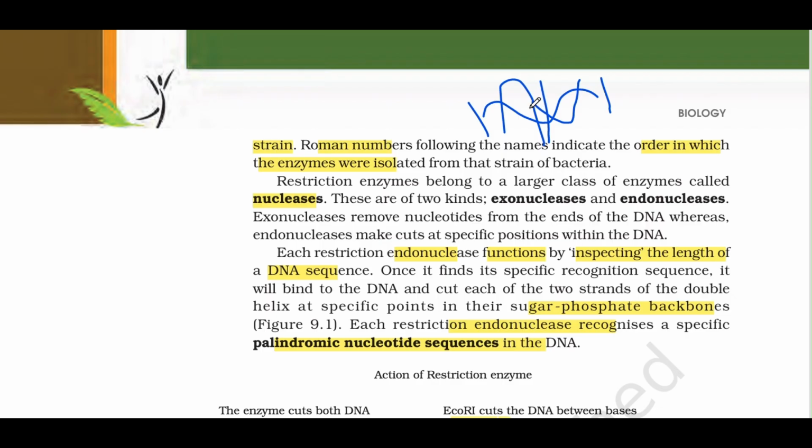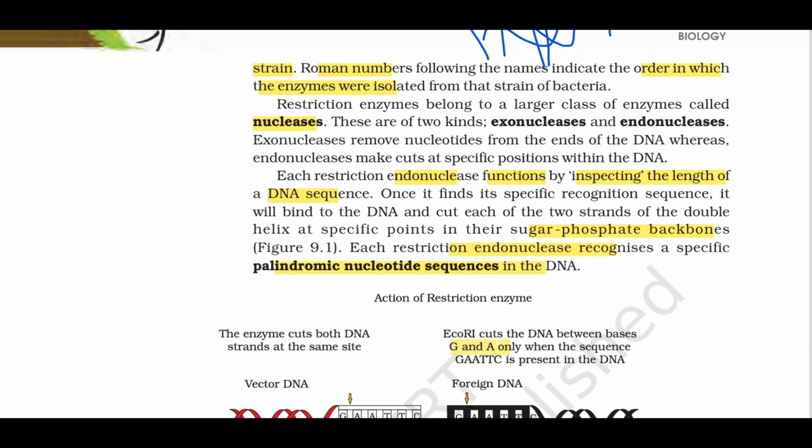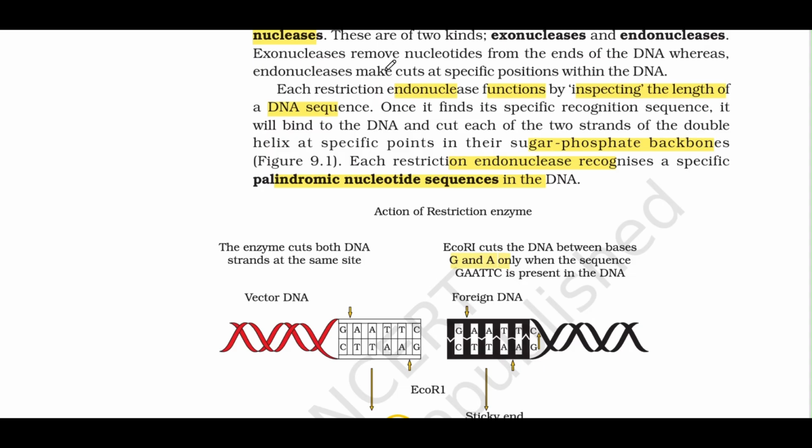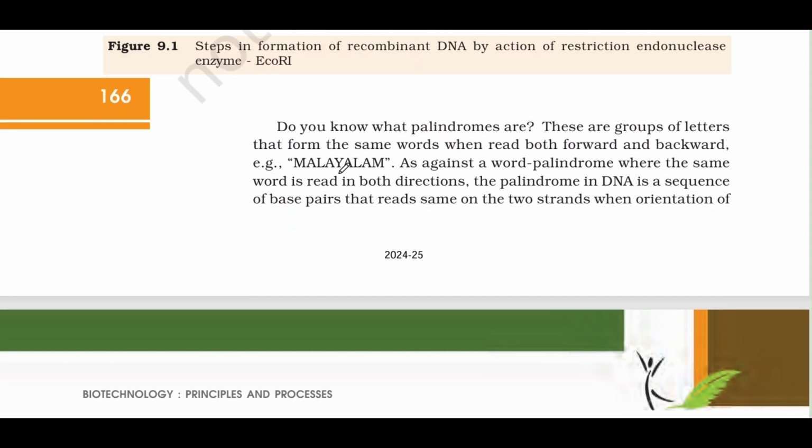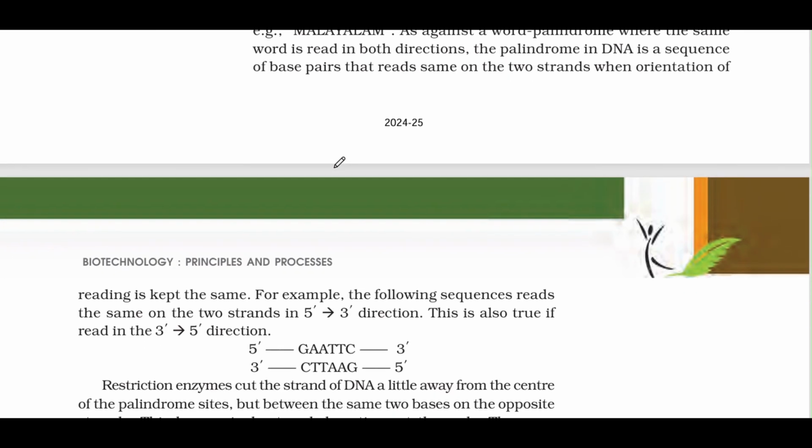They cut at the sugar phosphate backbones, and these restriction endonucleases can recognize palindromic nucleotide sequences. What is a palindromic nucleotide sequence? Palindromic nucleotide sequences give the same word when read forward and backward. For example, Malayalam. It can be read the same from forward and backward.